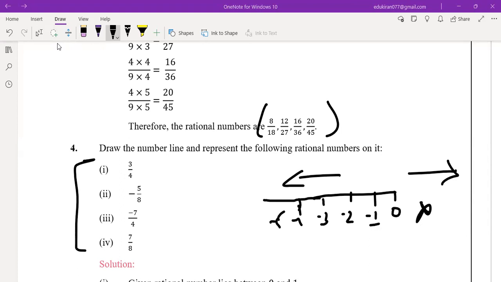The second one, is it a minus or a line? Ma'am, the second one has a line or it's a minus sign? No, the second question. No, it's a negative sign. Negative 5. It's negative 5 upon 8, and down one also it is negative 7 upon 4. Okay. Done, ma'am.